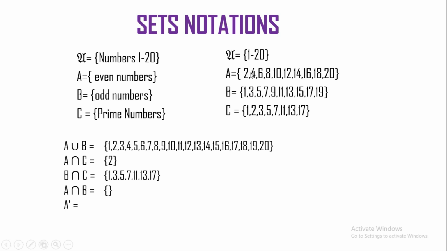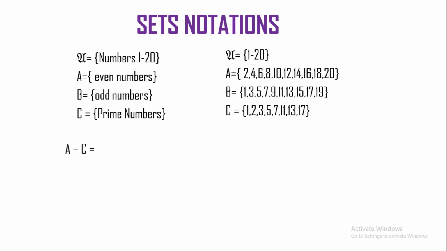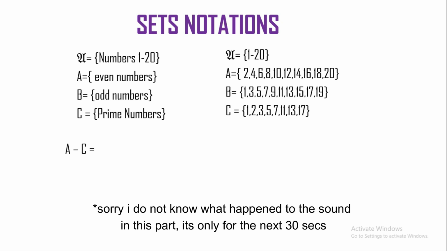So A prime or A complement here is 1, 3, 5, 7, 9, and so on. They are the numbers that you can see in the universal set that we cannot see in set A. Now, A minus C. A minus C is writing set A but removing everything that is in set C from inside of it. The only thing they have in common is 2. So A minus C means remove 2 from the elements of A. So it is still set A, but you remove the elements of set C from it.